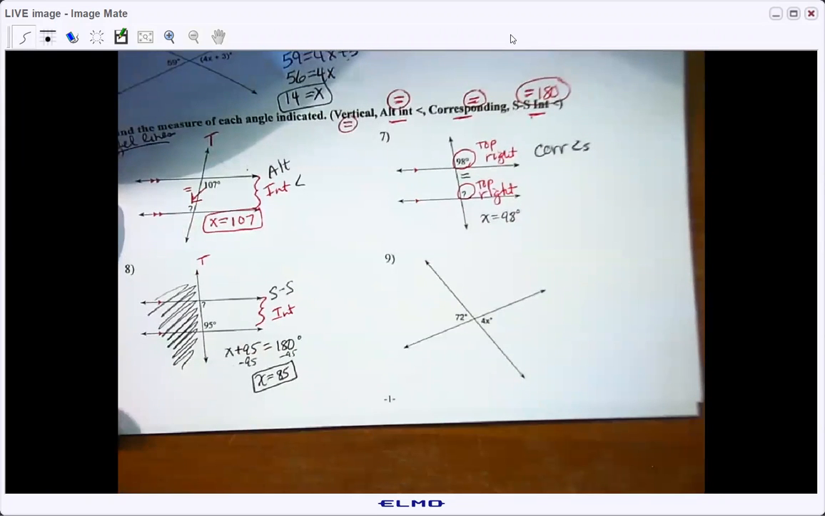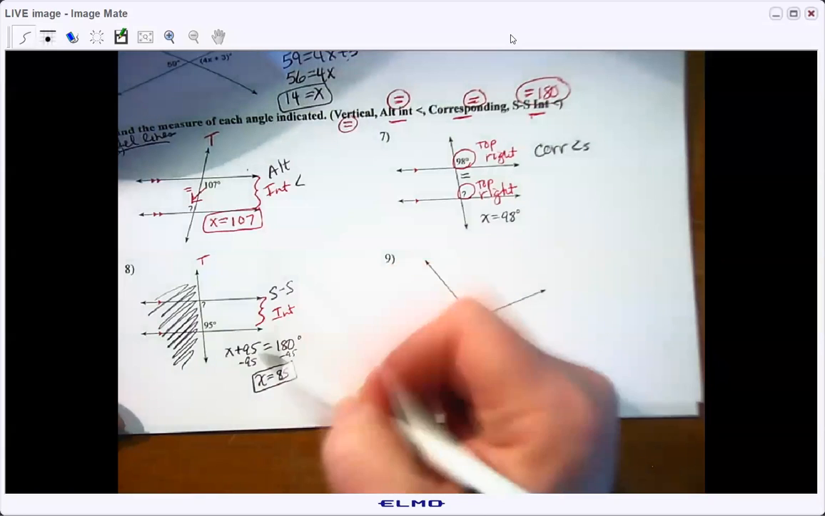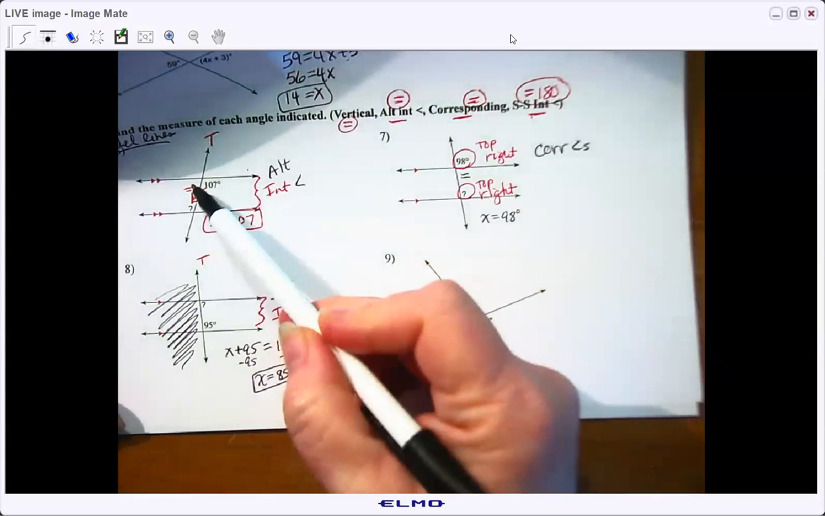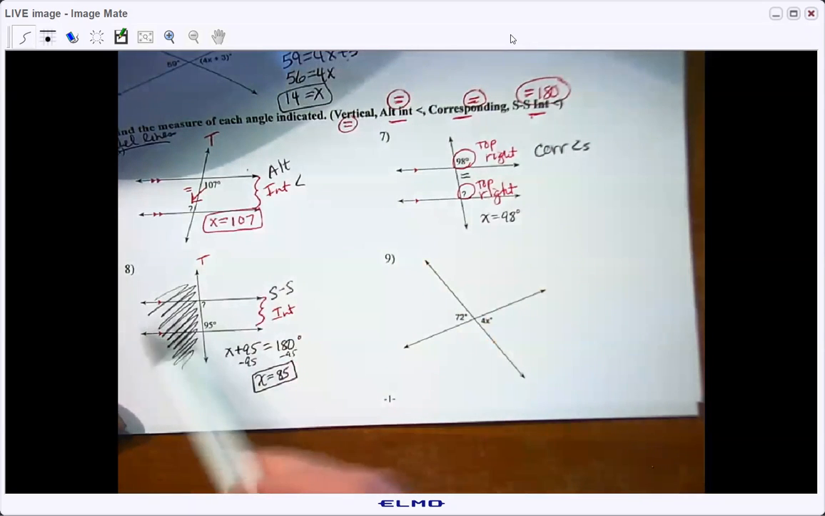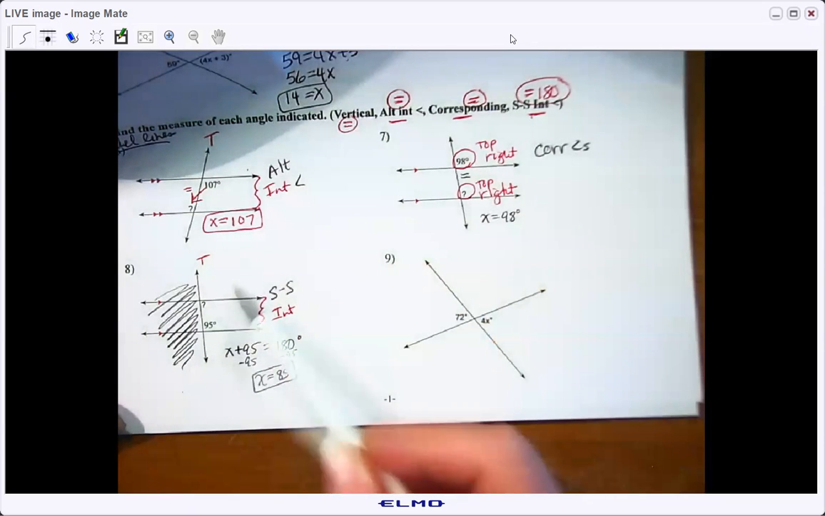Questions on that one? The difference between number 6 and number 8 is over here I couldn't cross out one whole side like I did here. If I cross this whole side out, then it's going to be on the same side.